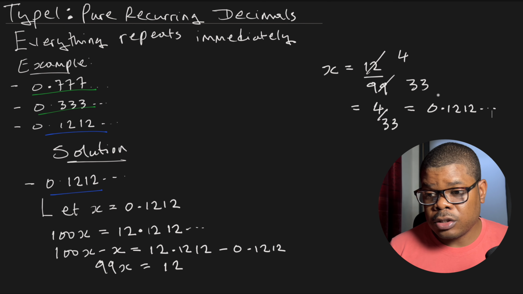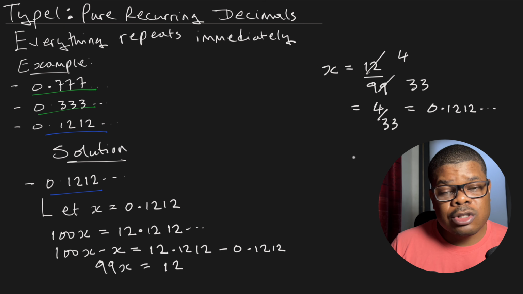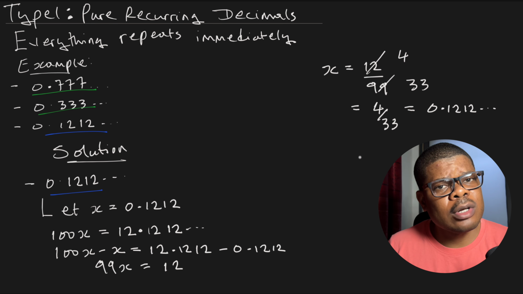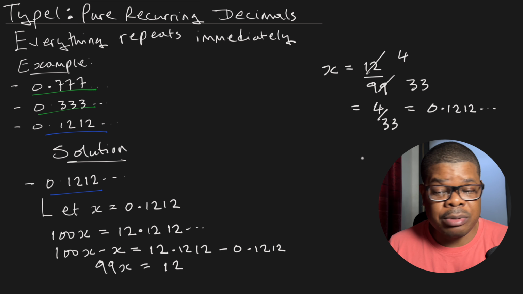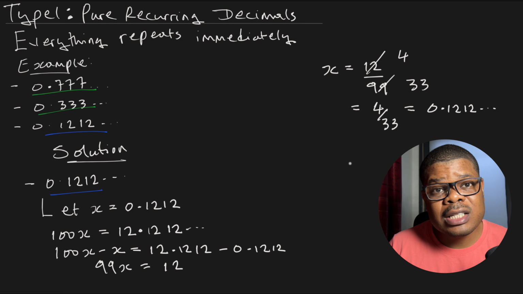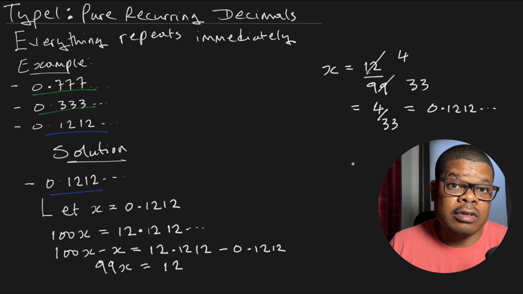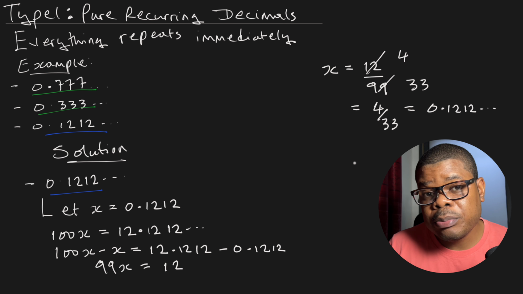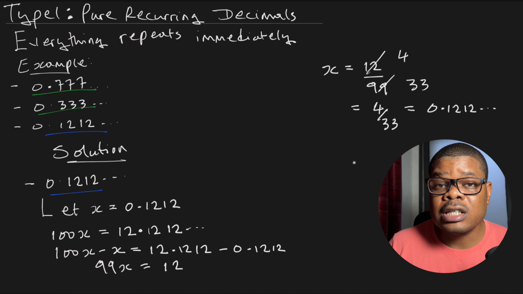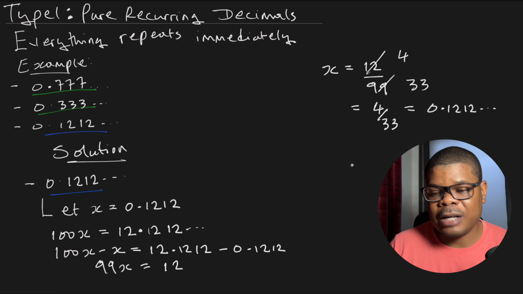But there is something that I want you to understand in what we have done so far. There is a pattern that has appeared. The pattern is that if it has one repeating digit, then it is over 9. But if it has 2 repeating digits, then it is over 99. Okay, so that's it.